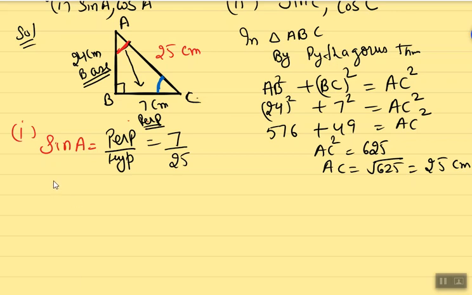What about cos A? Cos A, we know that base over hypotenuse. Look beta, what is base? Any side which is adjacent to angle A, the side which is adjacent with the A angle. That is 24 by 25.